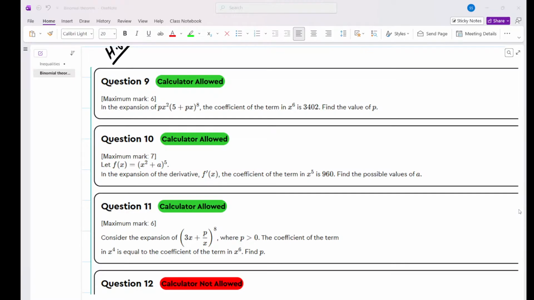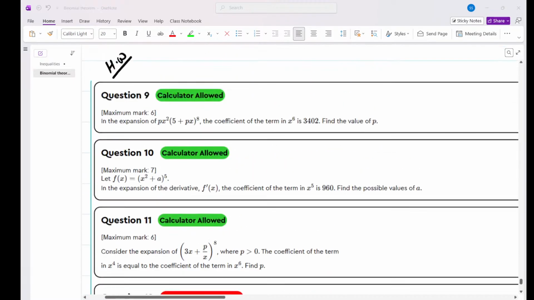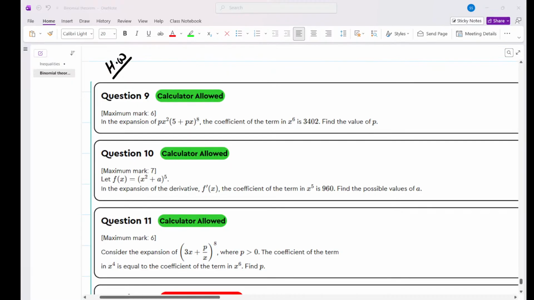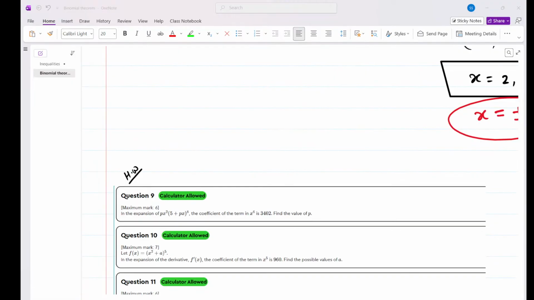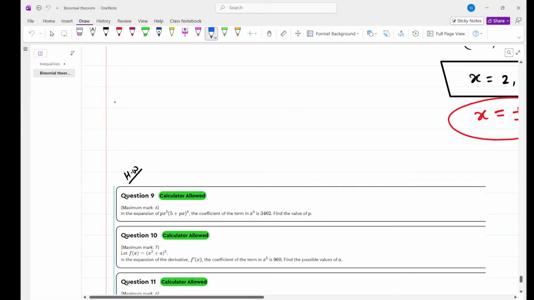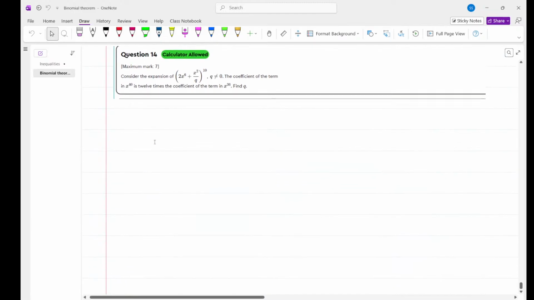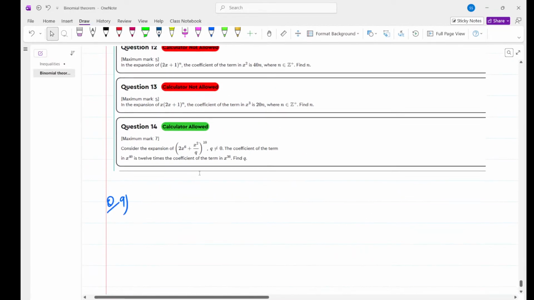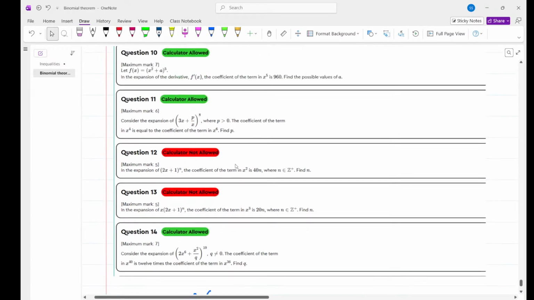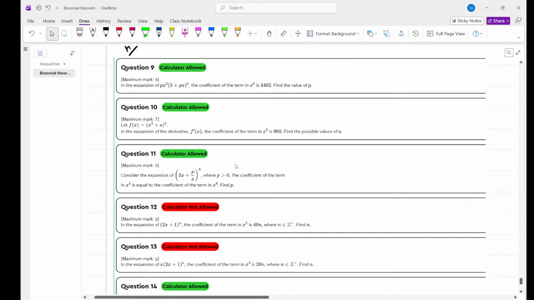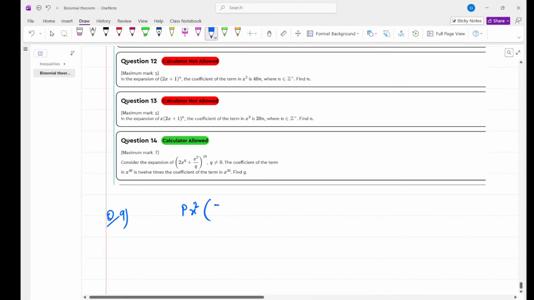Okay. So we have to write the expansion of this px square times... question number 9, in the expansion of px square times (5 plus px) raised to power 8.